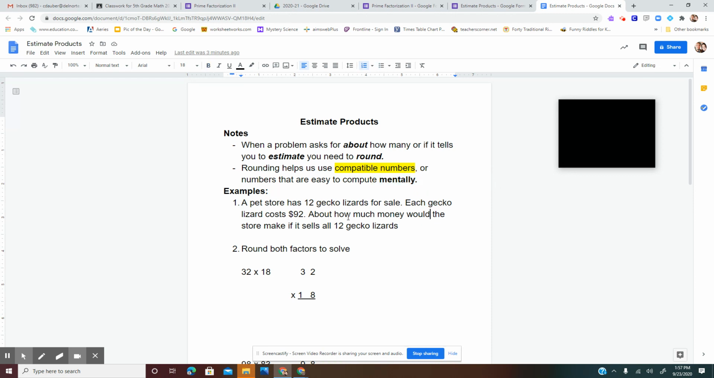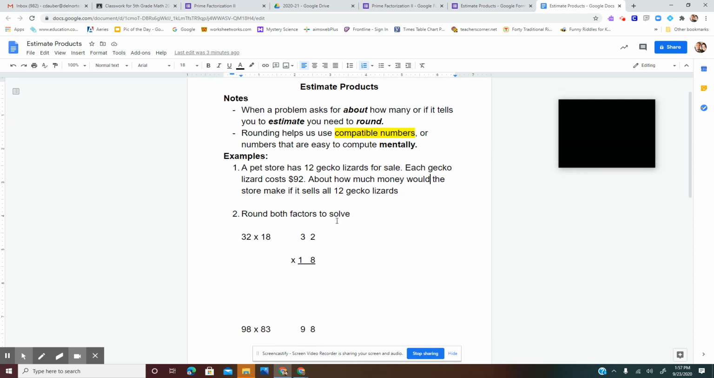Now, let's look at an example problem where we have to round so that we can estimate or find out about what the answer is. That means we're not looking for exact answers. A pet store has 12 gecko lizards for sale. Each gecko lizard costs $92. About how much money would the store make if it sells all 12 gecko lizards? There's supposed to be a question mark there.